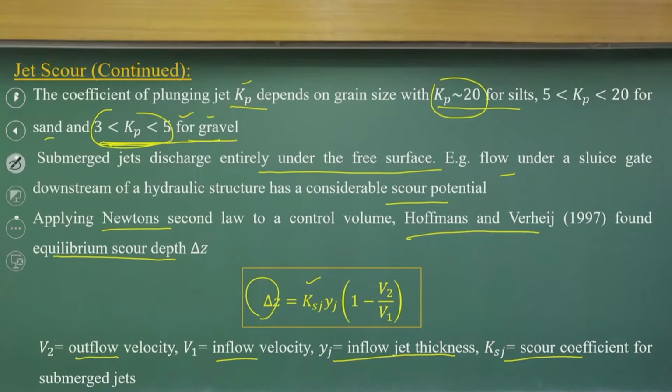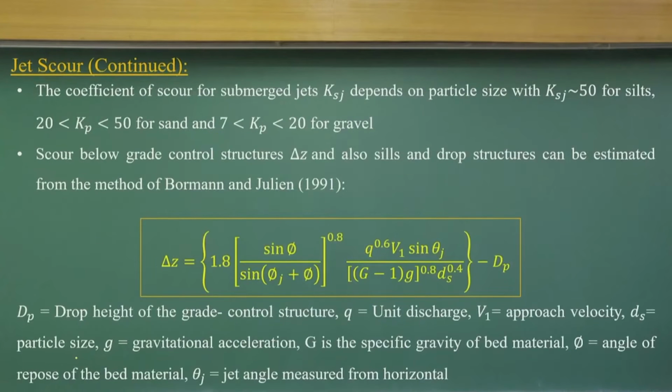So, if you look at that ks j, it varies from 50 to again this range of values for the gravels and for the sand and for the silts. So, you can see that you have bed materials in different forms like silt, sand or the gravels, and you can know what is happening with the scouring.